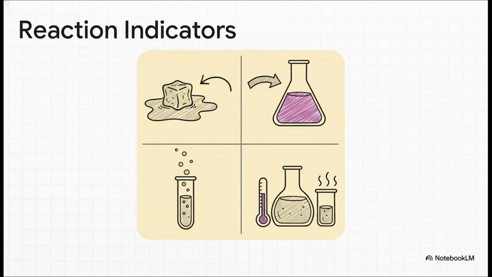Okay, so how do we know for sure that a reaction has happened, especially in the lab? We look for certain signs or indicators, and you absolutely need to remember these four for your exams. Did you see a change in state, like a solid disappearing? Was there a change in color? Did you see any bubbles, which means a gas is evolving? Or did the beaker get hot or cold? These are the clues, and they are so important for your practical-based questions.